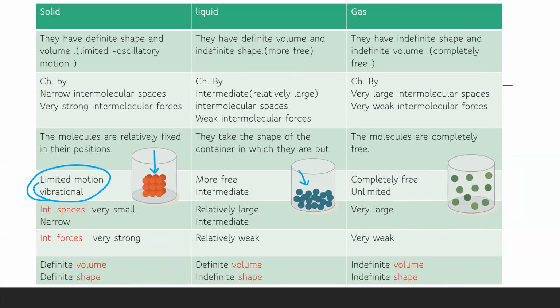Intermediate, or more than the solid, okay. How about the intermolecular forces? Weak. Yes, they are weak intermolecular forces, and that's why they don't have definite shape. Very good. They take the shape of the container, whatever it is. So they are more free to move. And we already know that the intermolecular space is relatively large, or intermediate, and the force is weak.